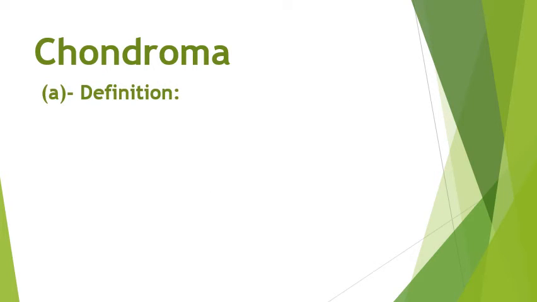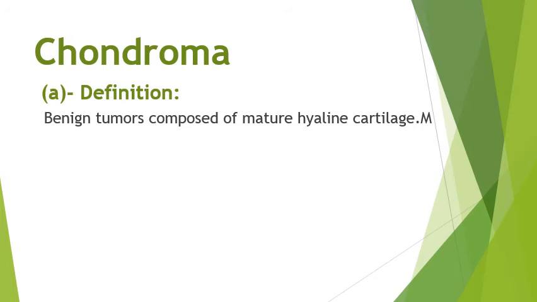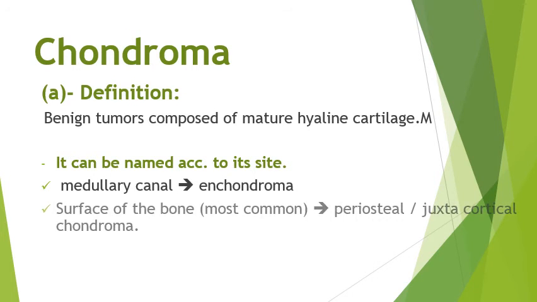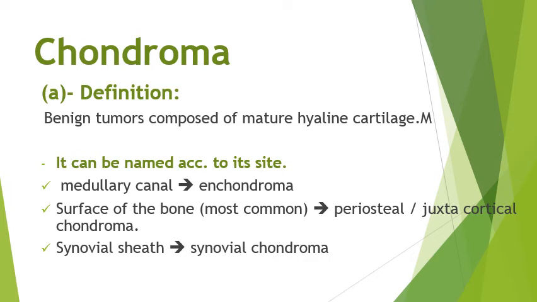Chondroma. Chondroma is the benign tumor of the cartilage, and there is actually chondroma which grows into the medullary canals. We call it enchondroma. En means inside, actually, so it's inside the bone, the medullary canal inside the bone, and it may arise from the surface, which we call periosteal or juxtacortical chondroma. There is also one arising from the synovial sheath, which is called synovial chondroma.